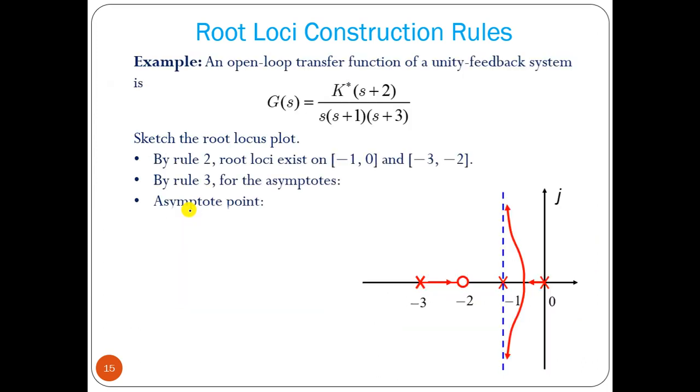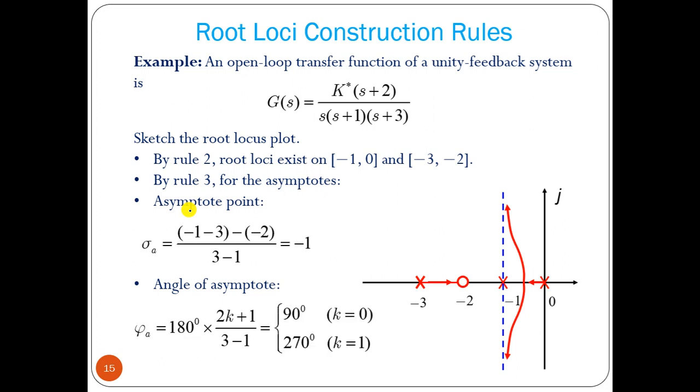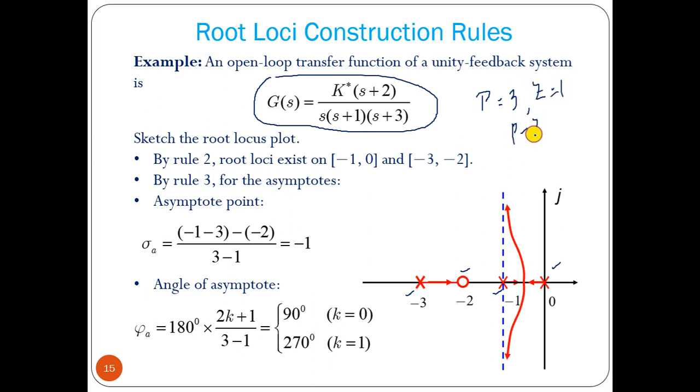Okay, so let us take another example of that and check what will happen. This is the transfer function. So we have poles at 0, minus 1, minus 3, and zero at minus 2. Now from this we can say p equal to 3, z equal to 1. So p minus z is 2, so two asymptotes should be there.